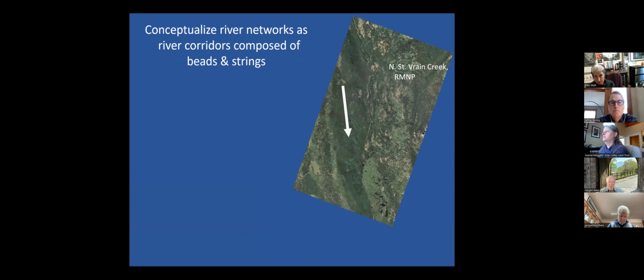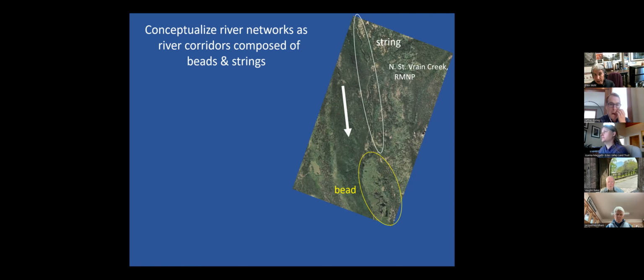So here's North St. Vrain Creek in a Google Earth view. The big white arrow is just indicating flow direction. The lower part is in Wild Basin. So the string is a steep, narrow portion that's confined pretty tightly by the valley walls. The bead here is the big beaver meadow that's present in Wild Basin. It's a wide, shallow portion of the river where you have space to develop more of that patchiness or heterogeneity.